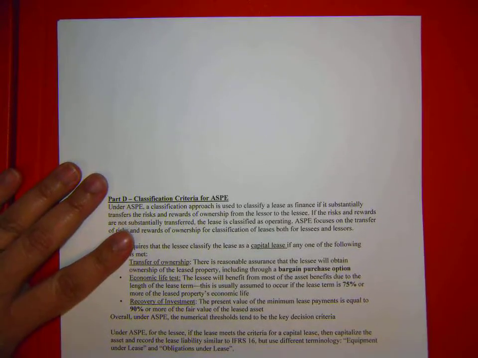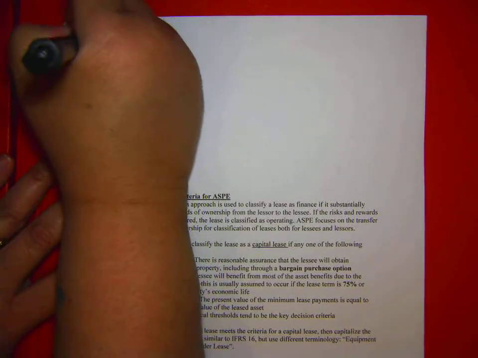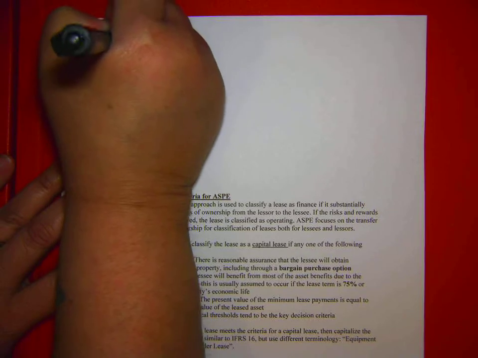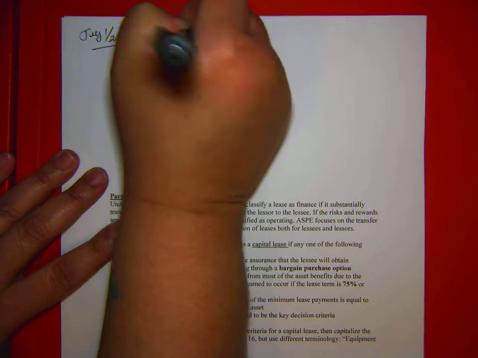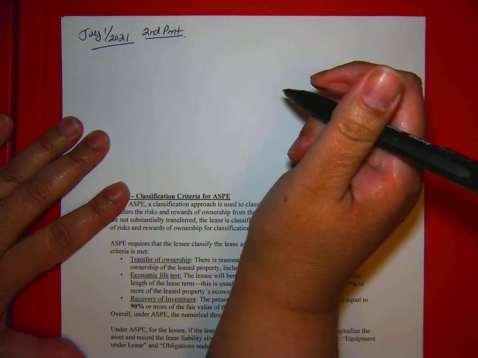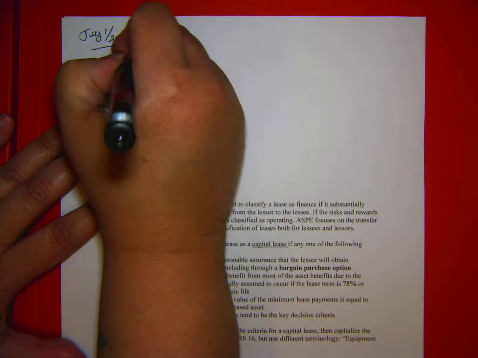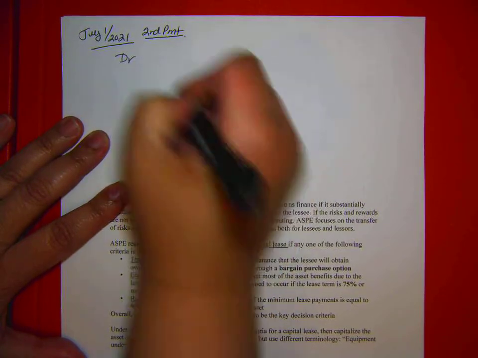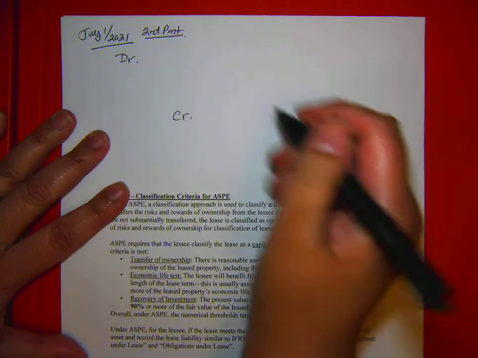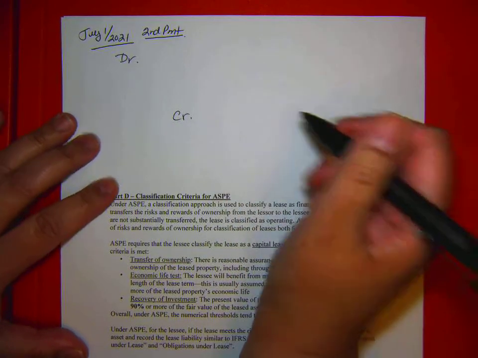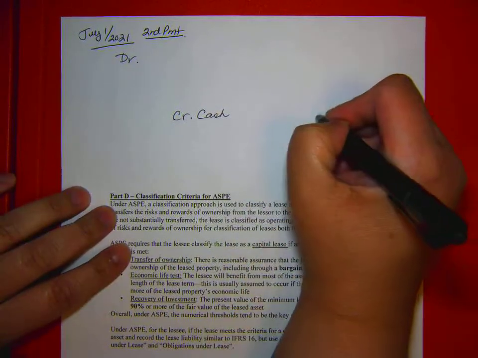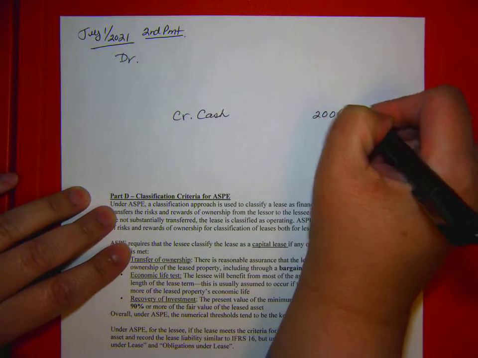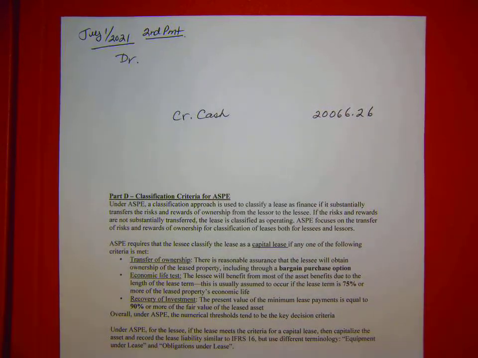What pen color? Such a decision. Okay. So July 1st, 2021, second payment. Okay. So this one you got to think about. So what's physically happening? We're making a payment. So we're going to credit cash for $20,066.26. So that one's easy.